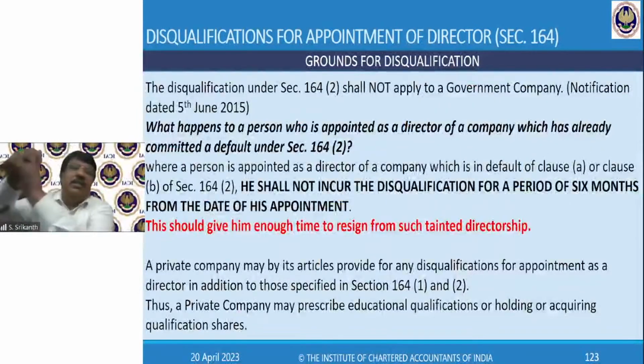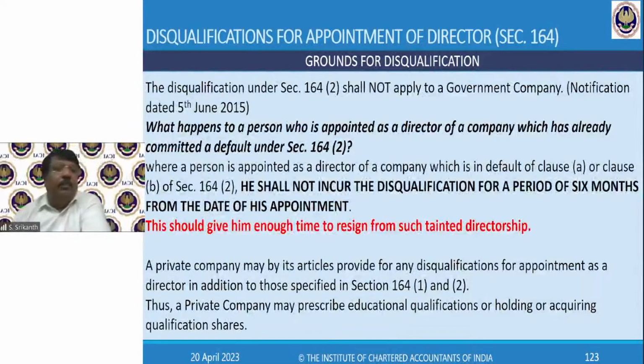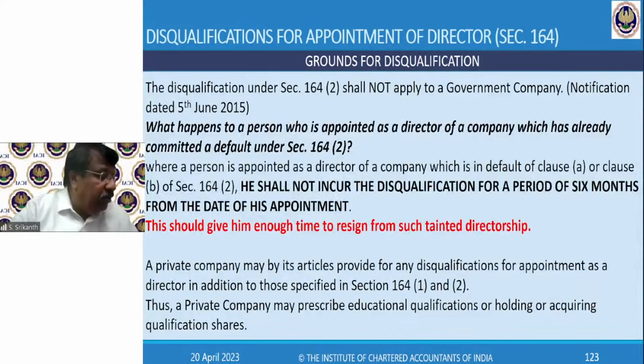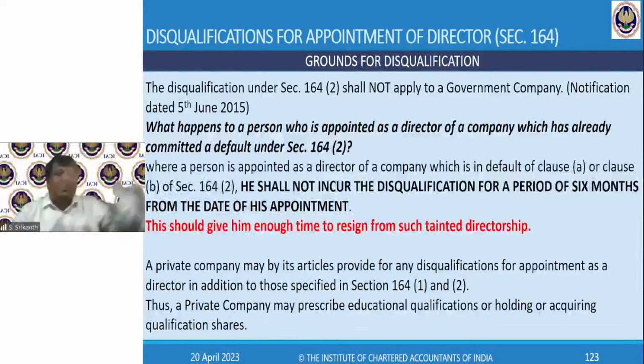The disqualification under section 164.2 shall not apply to a government company. So a government company is exempted. No director of a government company will be disqualified if that government company does not file. What happens to a person who is appointed as a director of a company which has already committed a default under section 164(2)? This is a question asked by one student in one physical class. Sir, that company has already committed default under section 164(2).